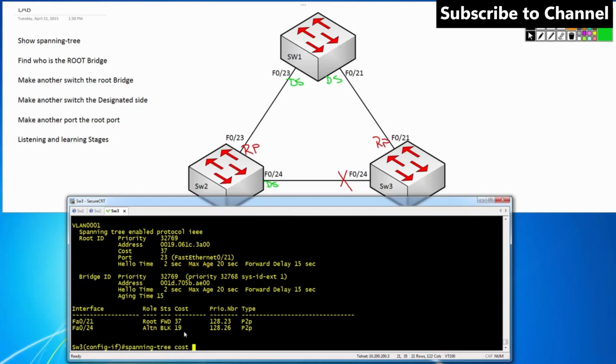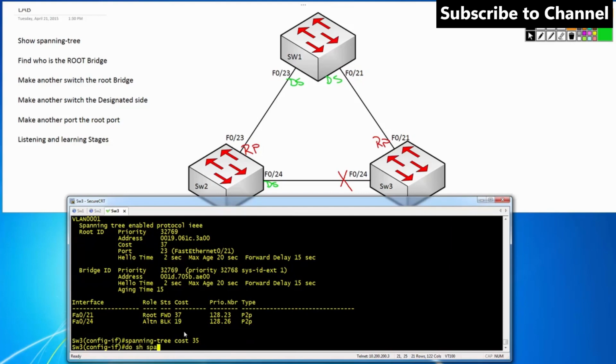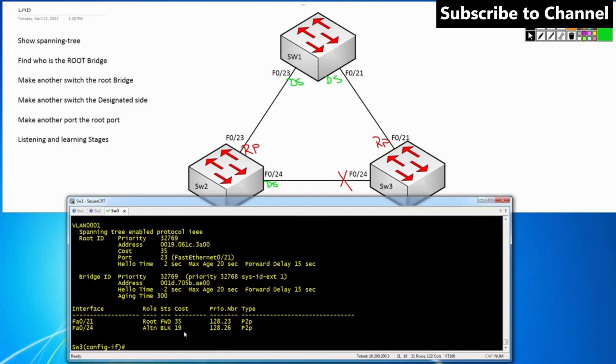So now I'm going to change the cost to 35. Notice that this didn't change any state whatsoever. The state stayed the same because we're not making a major change that alters who the root port is. We're not transitioning a port from the root port state or into a root port state. The real question, though, is how do we find the root bridge? No matter where you are in your topology, the best way to find the root bridge is to follow the root port.